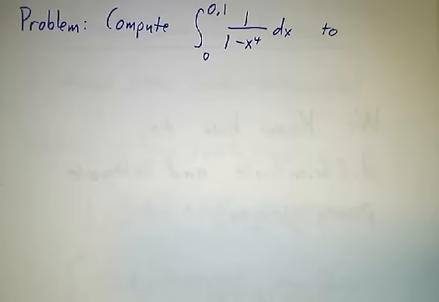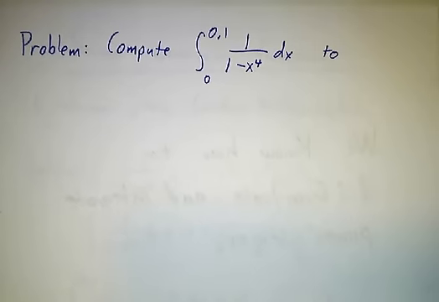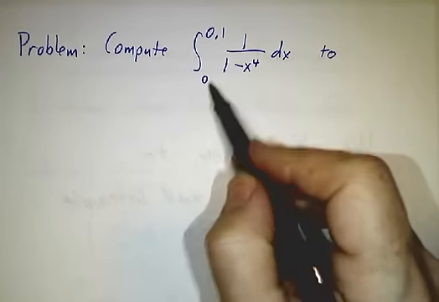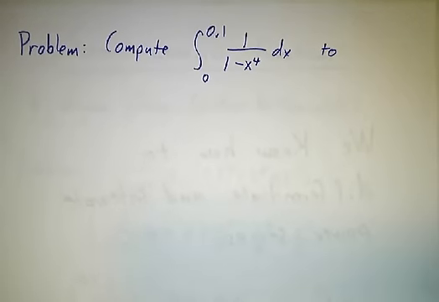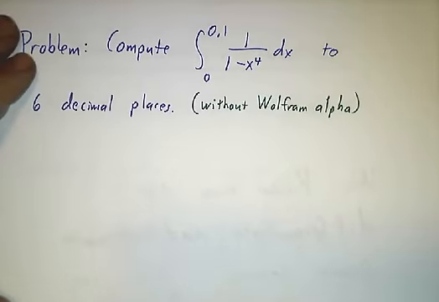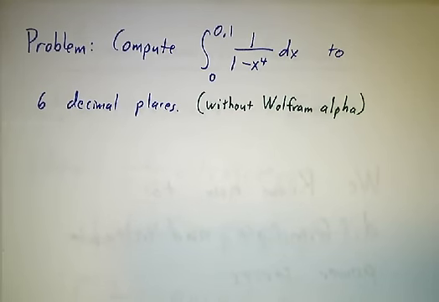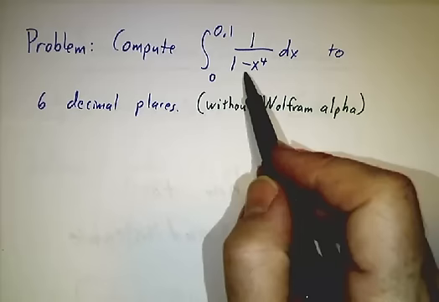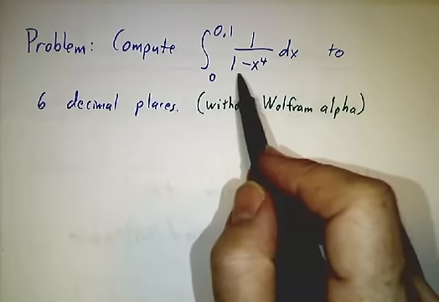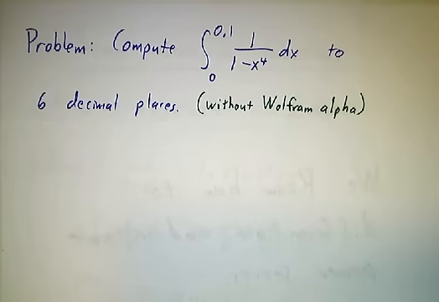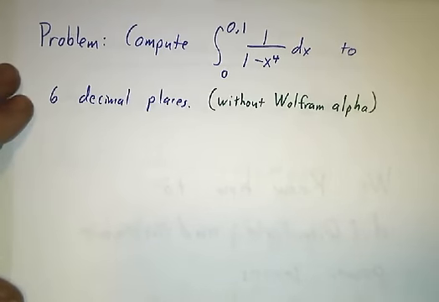So for example, suppose you get a problem that asks you to compute the integral from 0 to 0.1 of 1 over 1 minus x to the fourth dx, and you're asked to do it to 6 decimal places without cheating and using Wolfram Alpha. Now, you can do this integral by partial fractions. It's 1 minus x squared times 1 plus x squared, and then you wind up with an arctangent, a log of 1 minus x, and a log of 1 plus x, and it is messy. I don't think that anybody would really want to do that by hand.